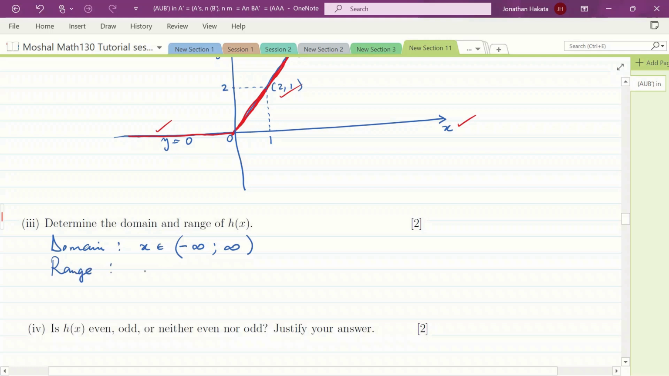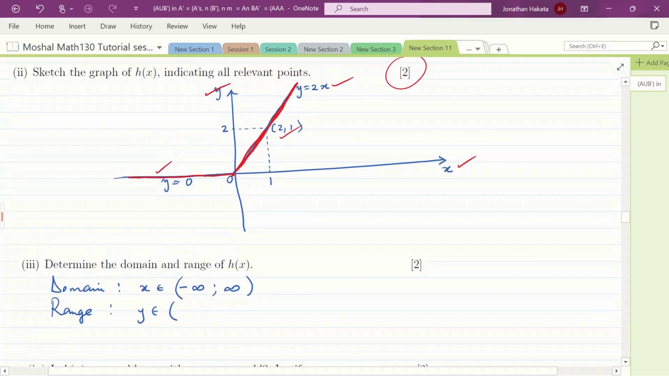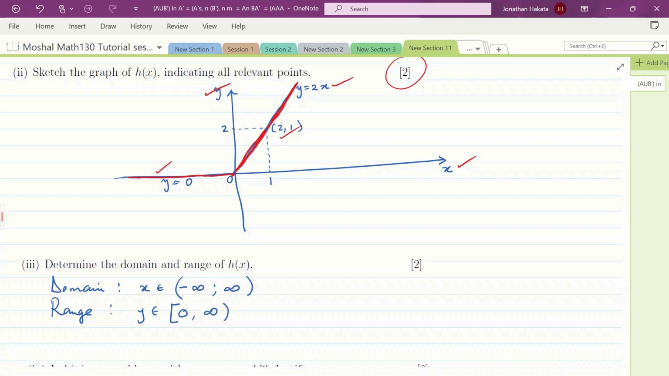And the range now is the values of y, but as you can see, the minimum value of y is 0. But we are including it, so we put a square bracket there, 0 up to positive infinity. But we don't know the actual value of infinity. It's just an idea of a large number. So we put a small bracket there.